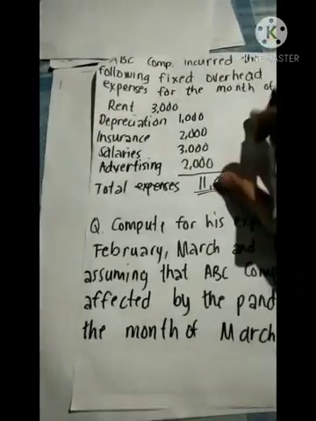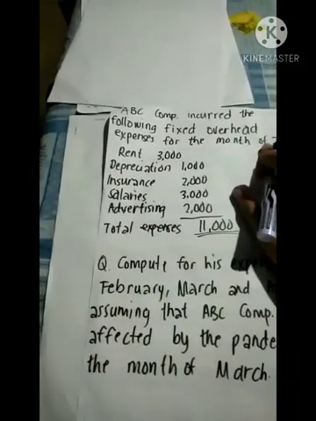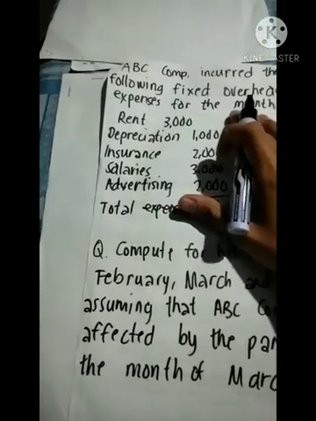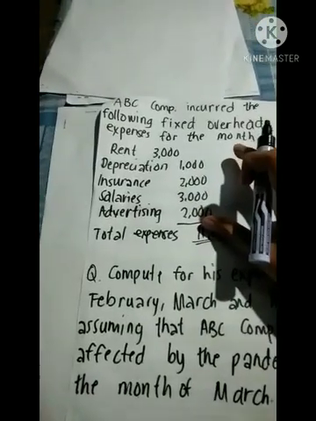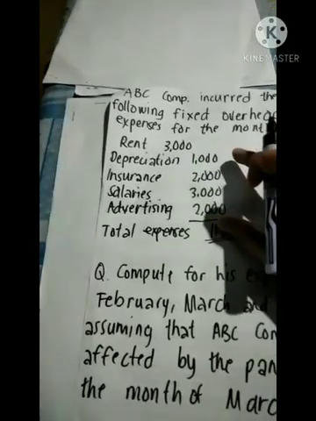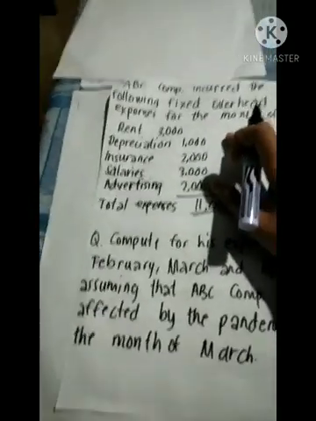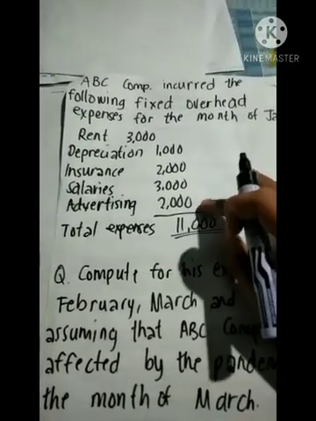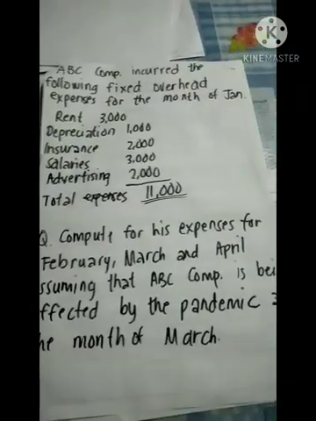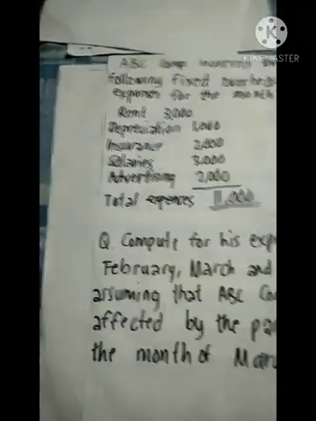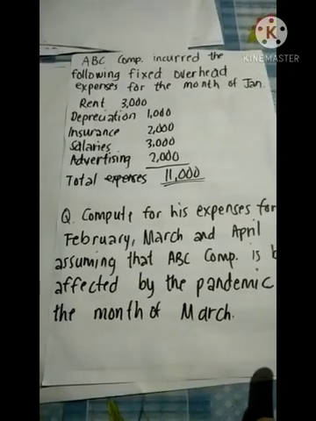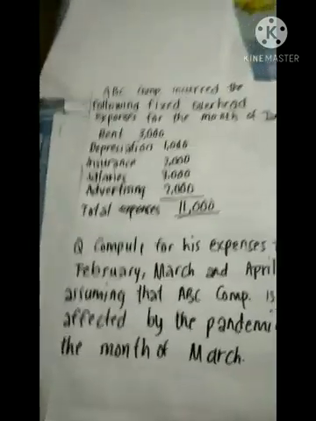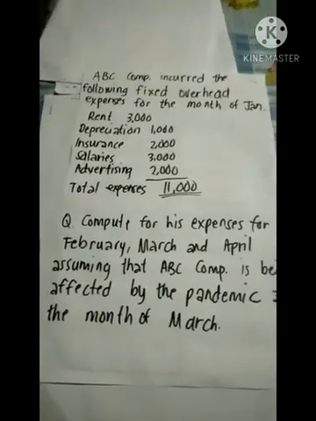Ito. Fixed overhead expenses. Mapapansin nyo na kahit anong mangyari, magkaroon man ng bagyo, tutuloy pa rin siyang magbabayad ng rent. Magkaroon man ng brownout or ng pandemic, magde-depreciate pa rin yung mga assets niya. Magbabayad pa rin siya sa insurance, magbabayad pa rin ng salaries, and tuloy-tuloy pa rin ang advertising. Promotional tool kasi niya yun. So, kahit nagkaroon ng pandemic, hindi naman sinabi sa question na tumigil magtrabaho ang mga employees. So, affected man sa pandemic, yung business, tuloy-tuloy pa rin ang operation.